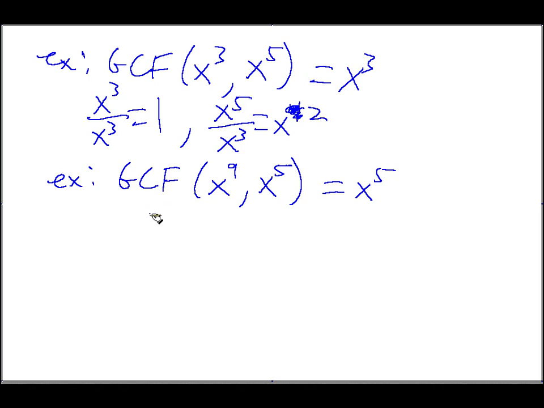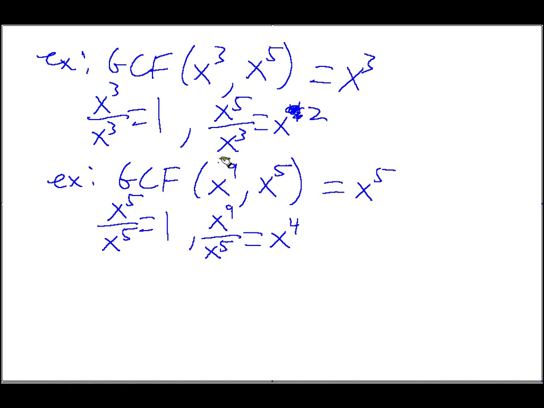Okay, and why is that so again? Well, let's look at that. X to the 5th, will that evenly divide itself? Of course it evenly divides itself. But how about x to the 9th? Will x to the 5th evenly divide that? Yes, it will, because again, when we divide, we subtract the exponents. That's why this is going to work out to x to the 4th. All right. So again, x to the 5th here is the greatest common factor.